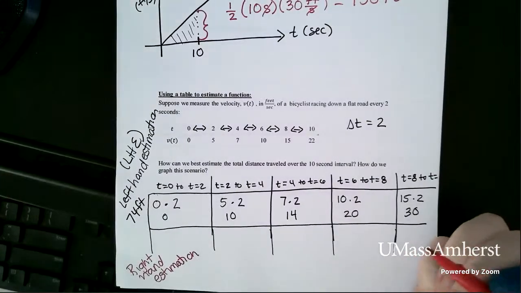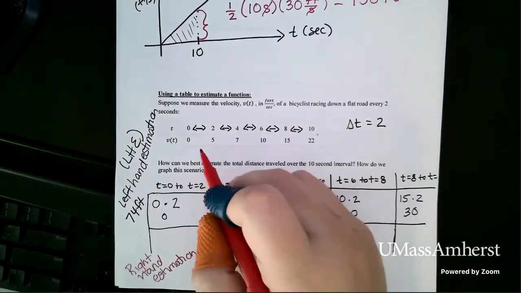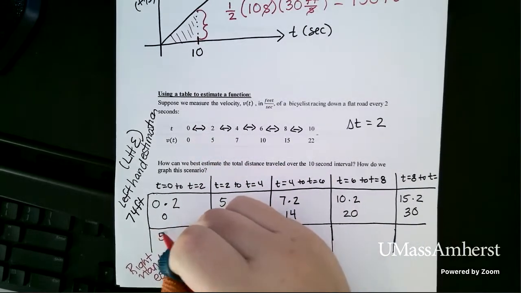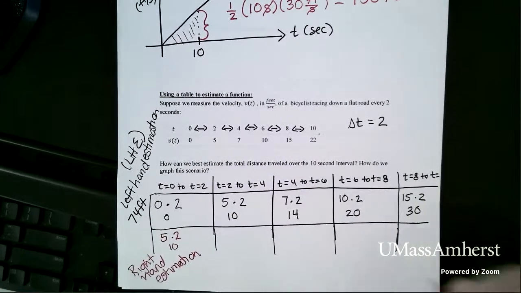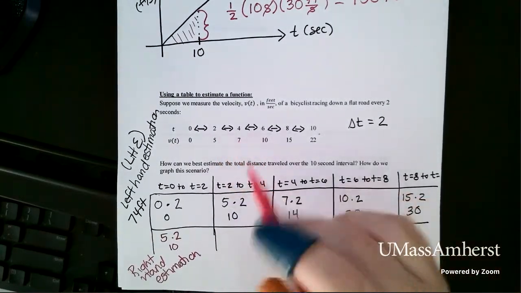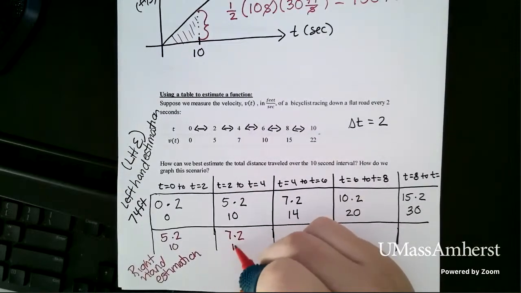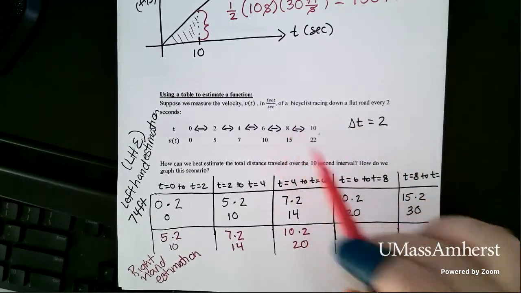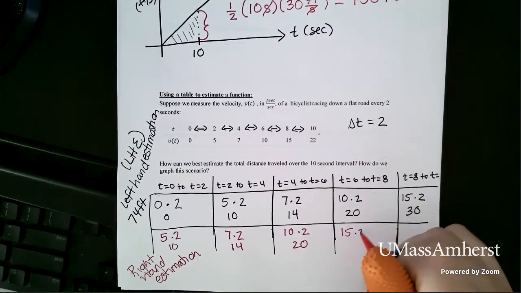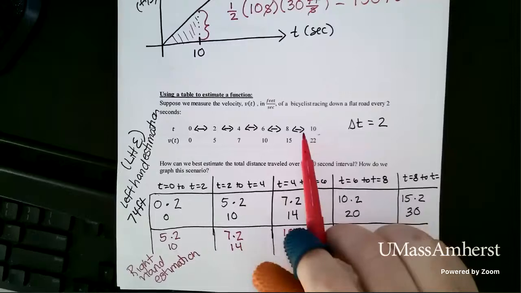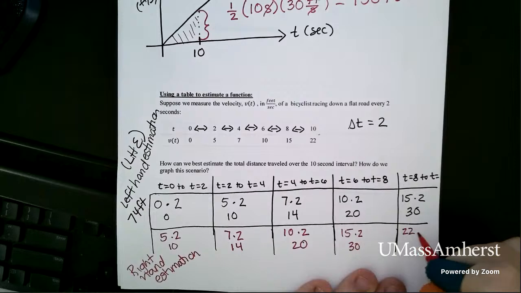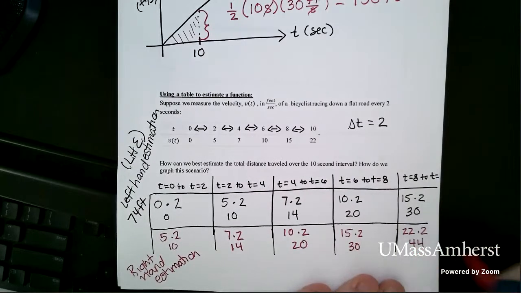then as I go down each 2-second interval, I'm going to pick the rate on the right. So for the first 2-second interval, I pick the 5 as my rate. So 5 times 2, which is 10. From time 2 to time 4, I pick the one on the right, which is 7. 7 times 2 is 14. Then I pick the one on the right. 10 times 2 is 20. From time 6 to time 8, I pick the one on the right. So 15 times 2, which is 30. And then finally, from time 8 to time 10, I pick the rate on the right, which is 22. So 22 times 2 is 44.